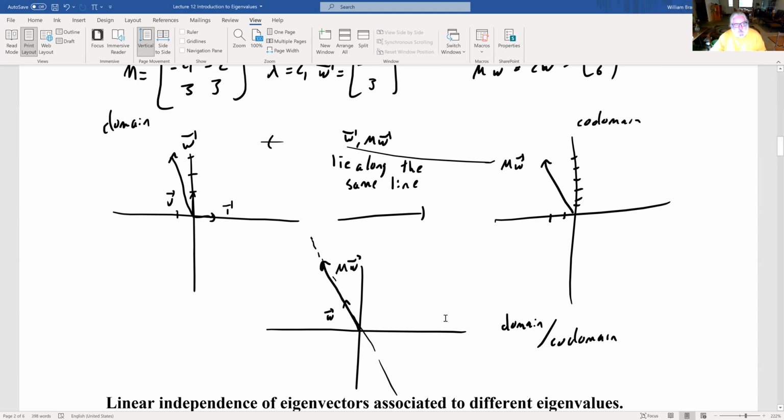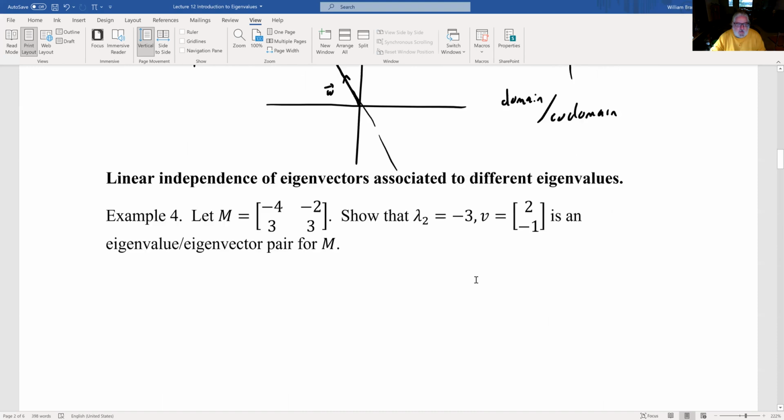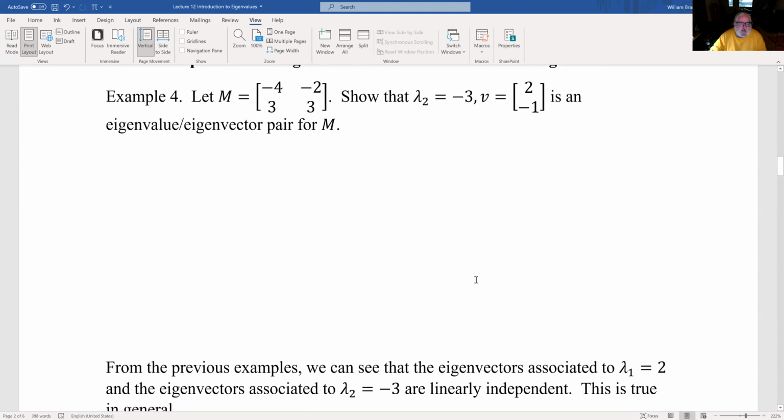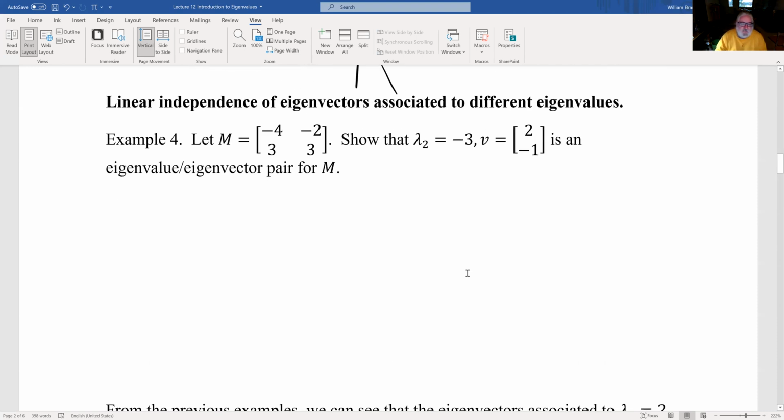And that's an important thing in mathematics. We're always looking for things that actually don't change, because then that gives you a way to sort of grab hold onto functions a little bit. And this is an important aspect of that. Suppose we have two different eigenvalues.